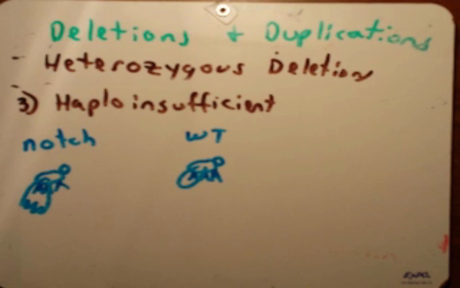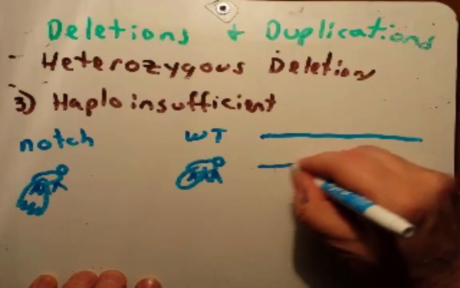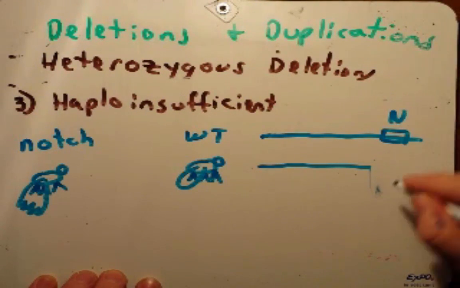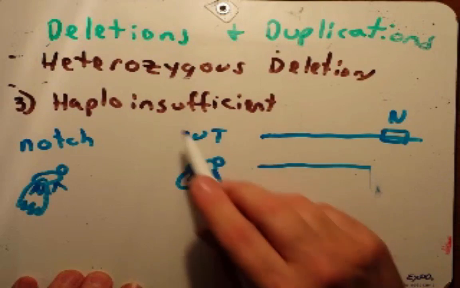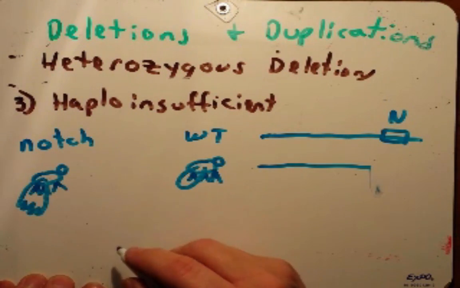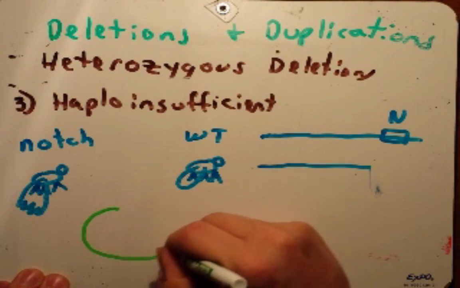And this mutation turns out to be a deletion, where on one chromosome you have the Notch gene here, but the Notch gene over here has been mutated and you no longer have it. So how does this work? And how is this an example of haploinsufficient? Turns out that Notch codes for a receptor. And what are receptors? Well, let's tell you what a receptor is.